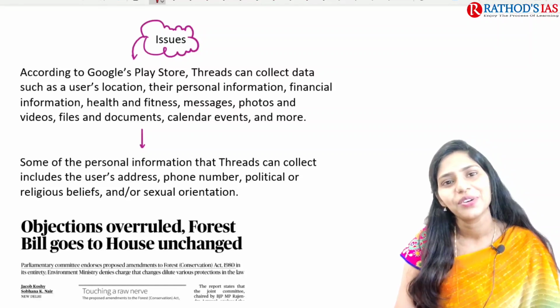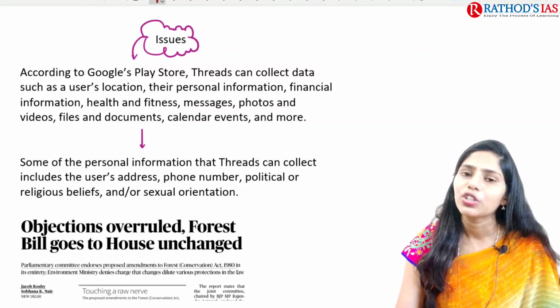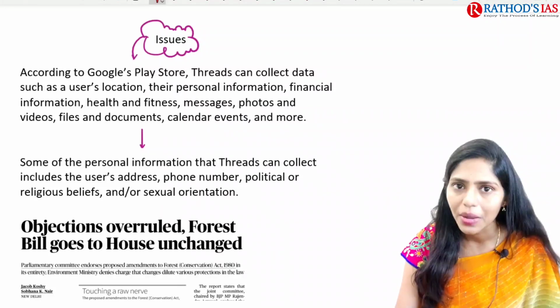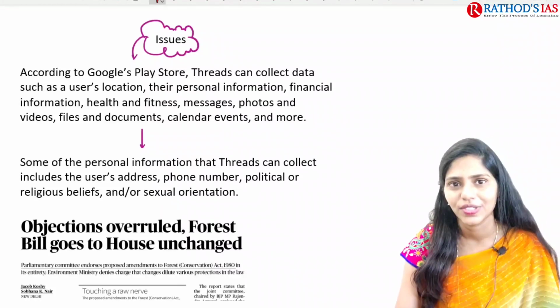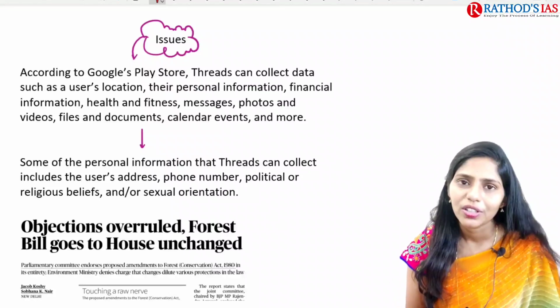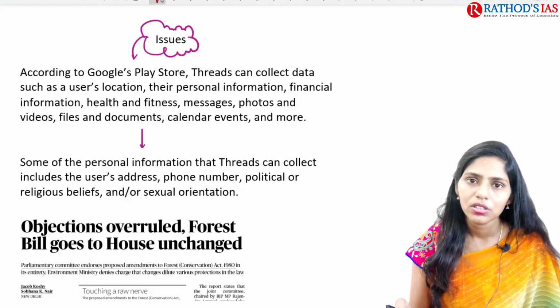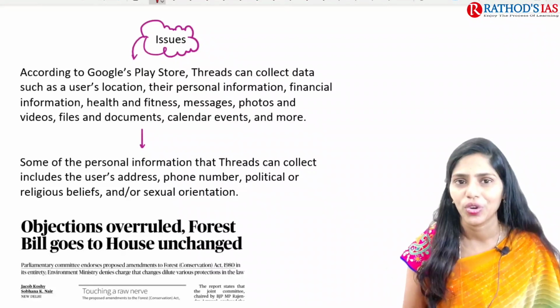As you all know, in the Puttaswamy case, the Supreme Court declared that the right to privacy is also a fundamental right which comes under Article 21 of our Constitution. So we have to think about this as well. I want to give you one homework: please let me know what the issues are as well as what the way forward is.